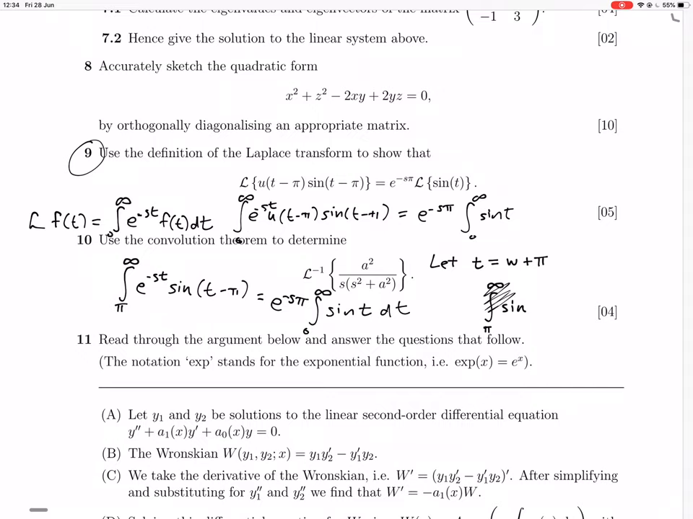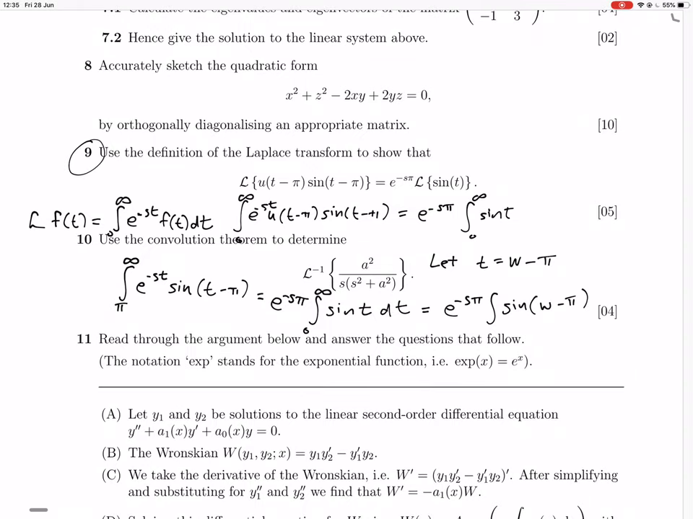No, it can't be w plus pi, can it? Yes, it is. t is w plus pi, that means that... No, it can't be. The substitution must be something like... Because we want to get this t minus pi in the sine, so let's try let t equal w minus pi. Okay, so then this right-hand side becomes, we have the e^(-s pi) there, then we have the 0 to infinity, we have sine(w minus pi). Oh, it's not 0 to infinity anymore because we changed the limits.